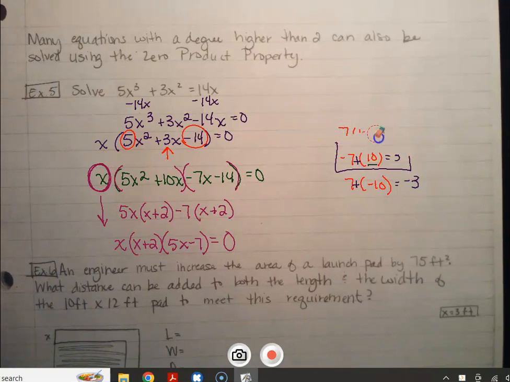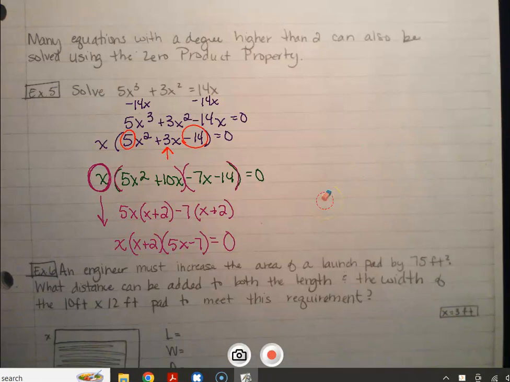So that means we're setting each of those parts equal to 0. All right, so each of those parts. So we're going to take x. I was trying to get a different color. Didn't happen. So we're going to have x is equal to 0. That's that first one. Then x plus 2 equals 0. That's the second one. And then the last one, 5x plus 7 equals 0.